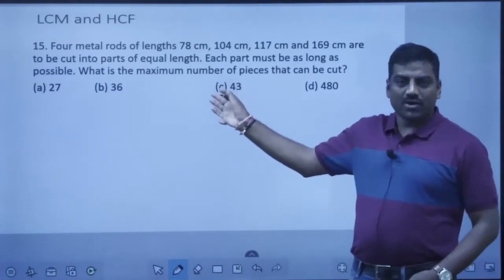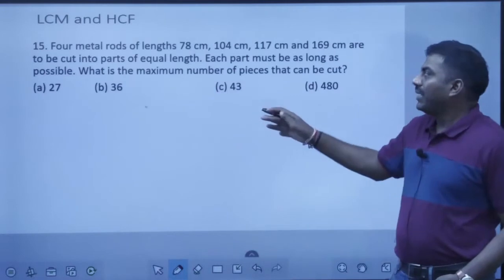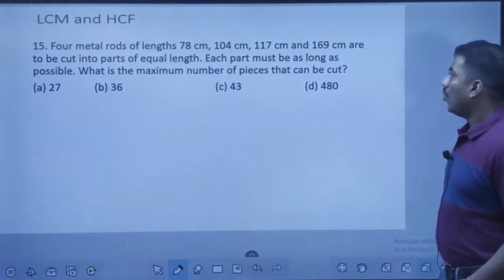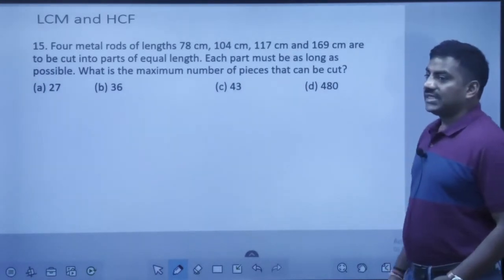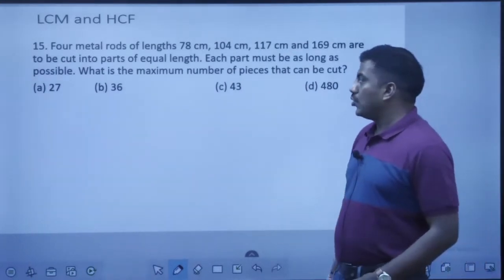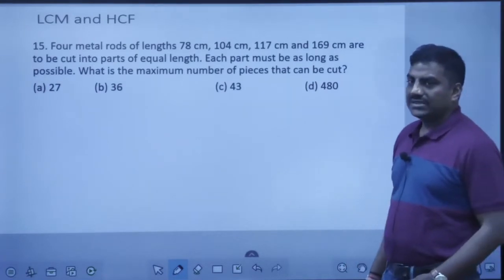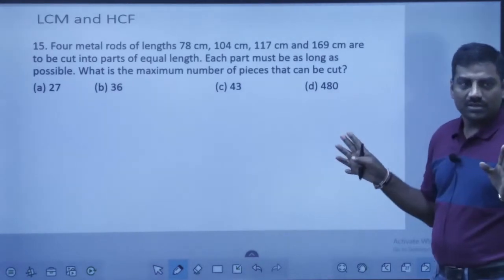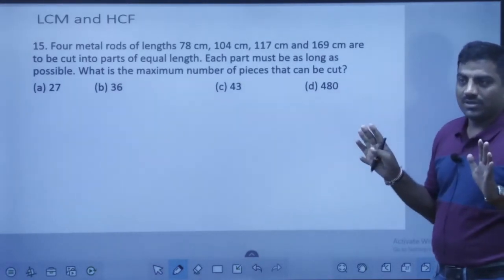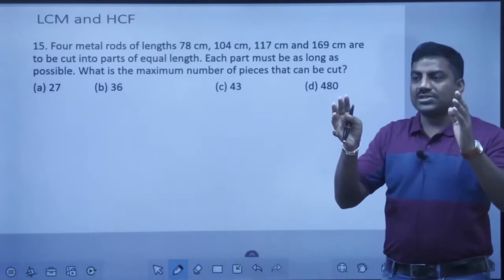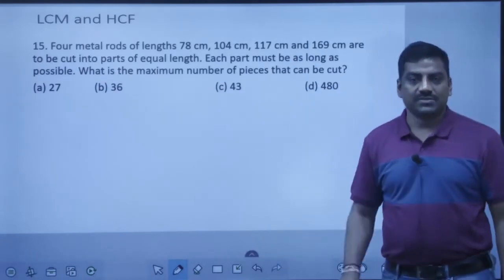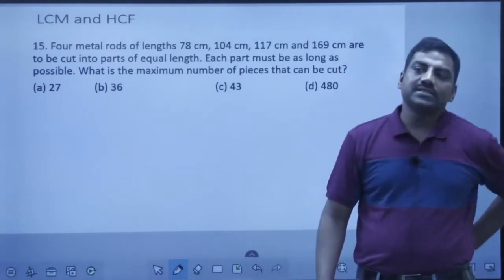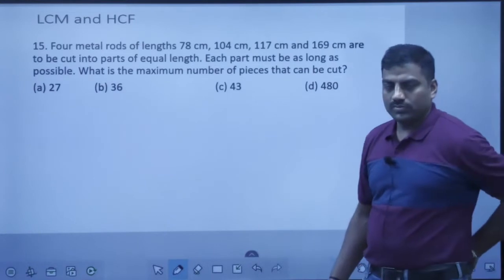Same thing; I used rope, here rods. 4 metal rods of lengths 78 centimeters, 104 centimeters, 117 centimeters, and 169 centimeters are to be cut into parts of equal length. So what are we doing? Cutting into equal lengths. Without thinking too much, start finding the HCF of these numbers. Start. Then after you get the solution, let's see what exactly we have to do.